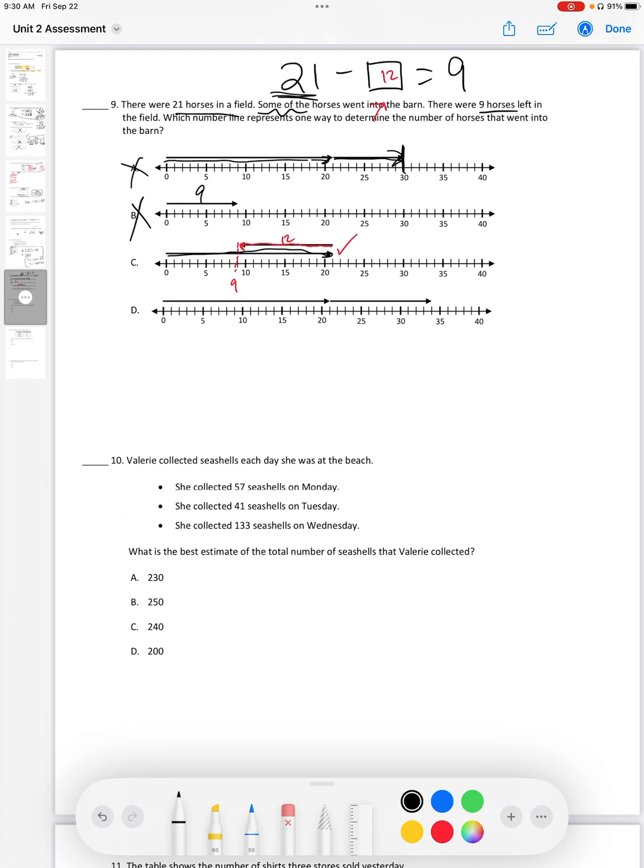D has an arrow that goes from 0 to 21. That's perfect. Oops, the next arrow goes forward. That represents more addition. It's trying to tell me that 34 horses went inside. Well, it's not reasonable to say 21 minus 34 is 9. So D can't be our answer. At that point, we're left with option C.